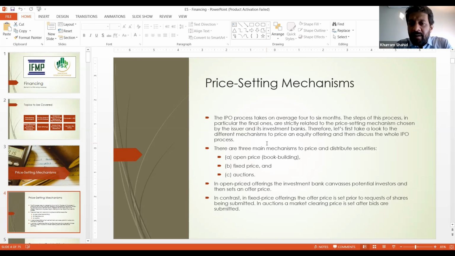In the book building mechanism, essentially we pitch to HNWIs and financial institutions, and then they subsequently bid at a floor, or perhaps more than a floor. So in that case, we will have to set a floor, which is also perhaps an offer price here. In contrast, fixed pricing is where the offer price is set prior to requests for shares being submitted. In the auction, a market clearing price is set after bids are submitted. So auctions are not very pertinent to Pakistan.